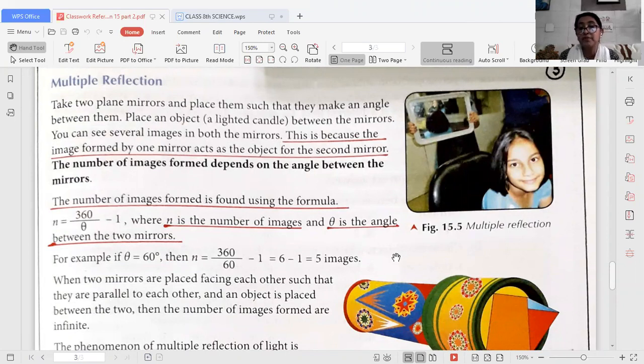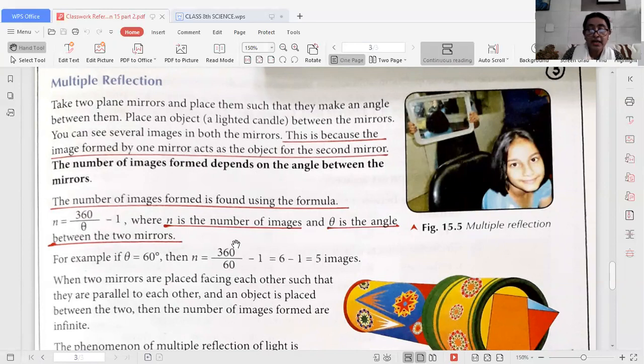Why are we seeing multiple images? Whenever you go to a barber shop, you can see multiple images. Why? Because this is very simple: the image formed by one mirror acts as the object for the second mirror. So the number of images formed depends on the angle between the two mirrors. There is a simple formula to find the number of images: n equals 360 upon theta, where n is the number of images and theta is the angle between the mirrors.